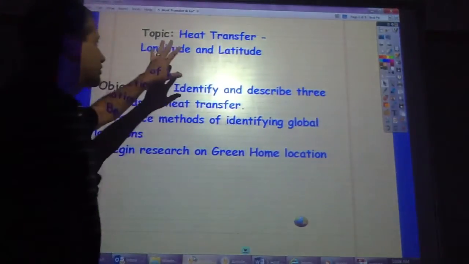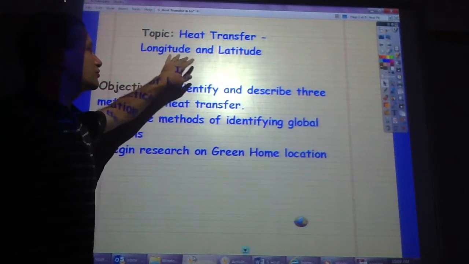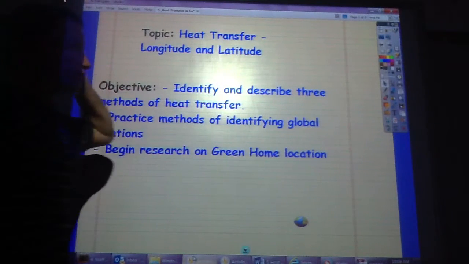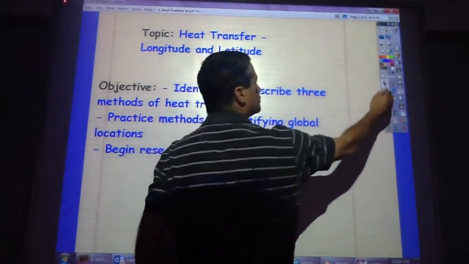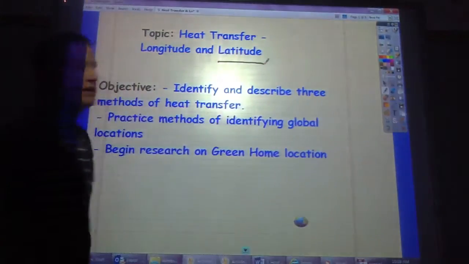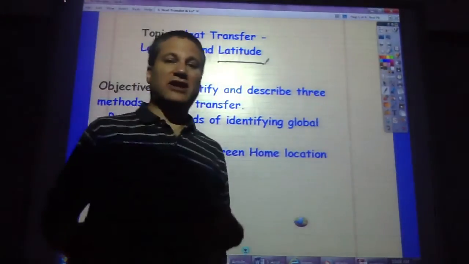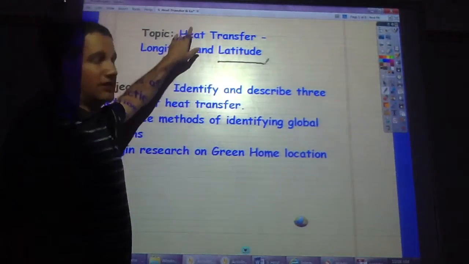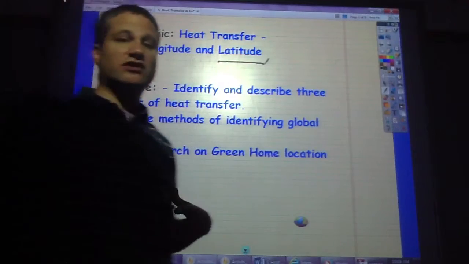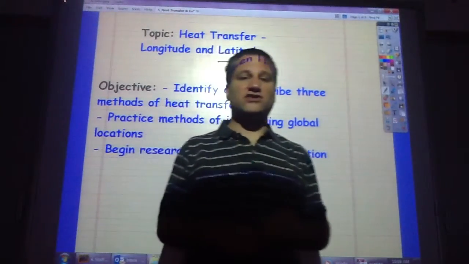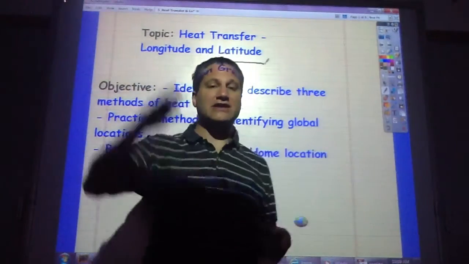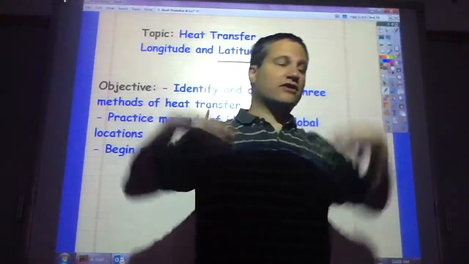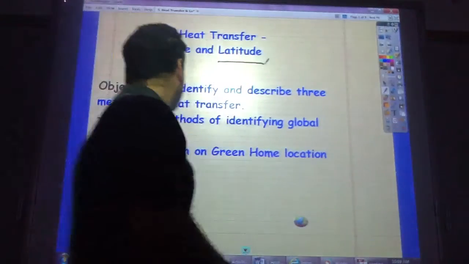So today we're going to talk about heat transfer, including latitude and longitude, specifically the way latitude is related to climate. And also when we talk about heat transfer, how does heat get transferred throughout the atmosphere of the Earth? How does it get transferred from the land to the sea to the air? And so we're going to talk about those kinds of things.